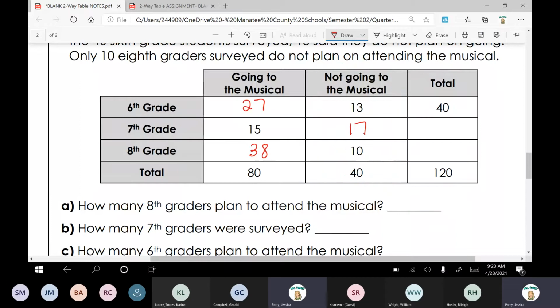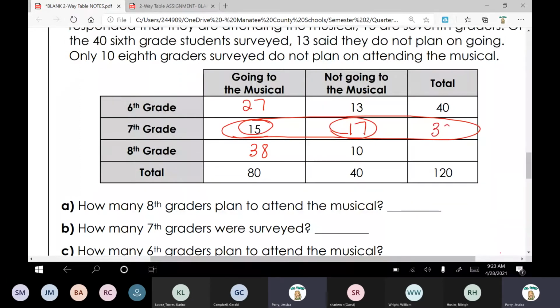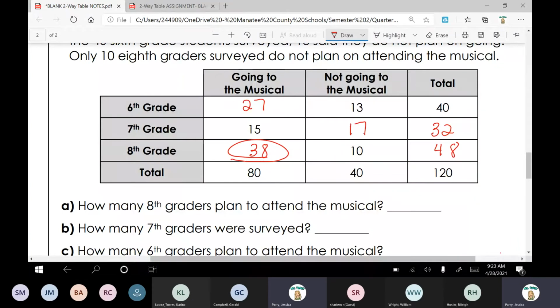And then let's talk about our totals across. You just add those together, 15 plus 17 to get your answer of 32. And then here, 38 plus 10 equals 48. Okay, and then double check, make sure you did it correct.